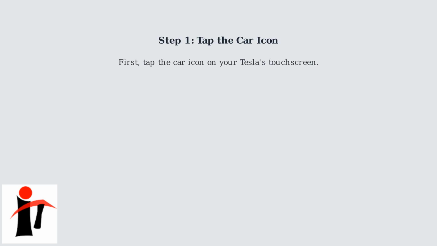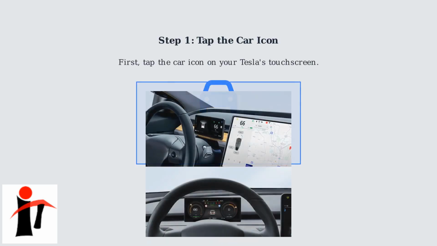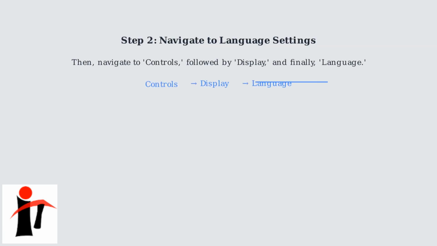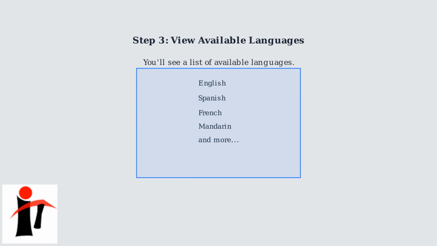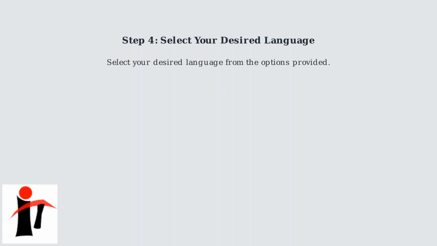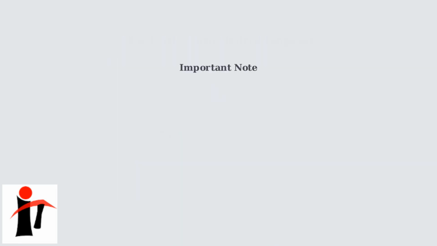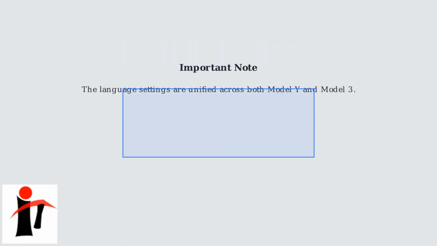First, tap the car icon on your Tesla's touchscreen. Then navigate to Controls, followed by Display, and finally Language. You'll see a list of available languages. Select your desired language from the options provided, which include English, Spanish, French, Mandarin, and more. Note that the language settings are unified across both Model Y and Model 3.